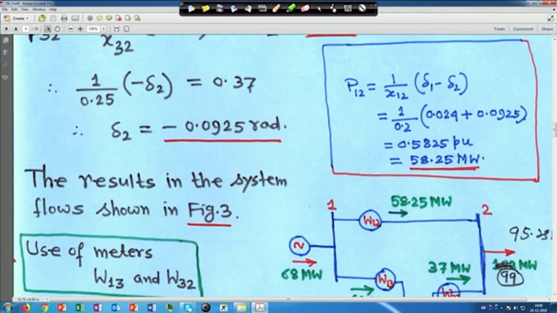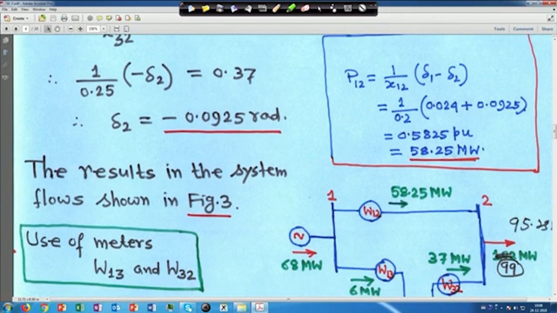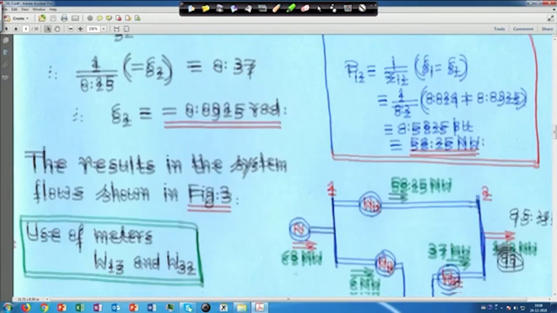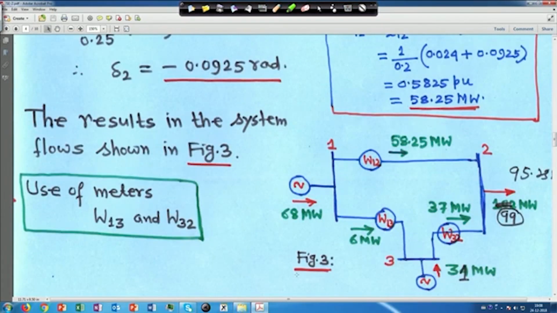Similarly, before moving further, if you take these 2 readings and find out delta 1 and delta 2, and based on that you find out the power flow from line 3 to 2, you will find it will not be 37 megawatt, it is something else, right.